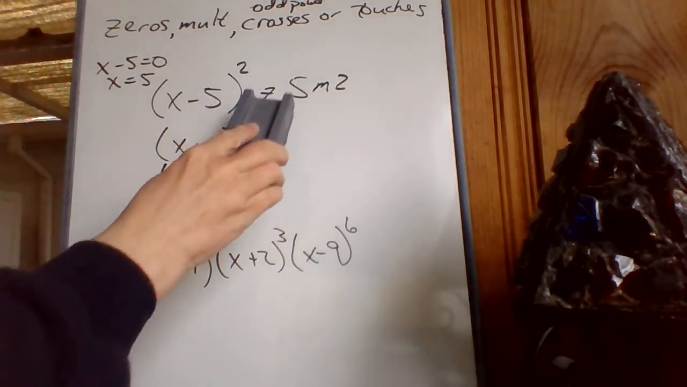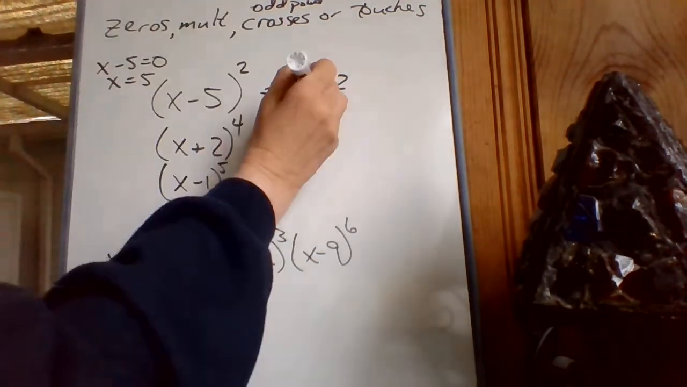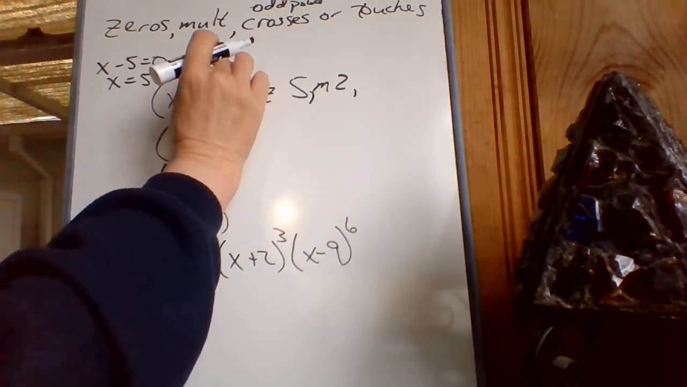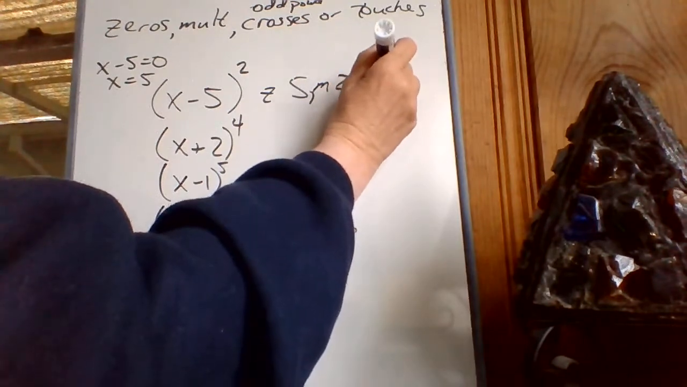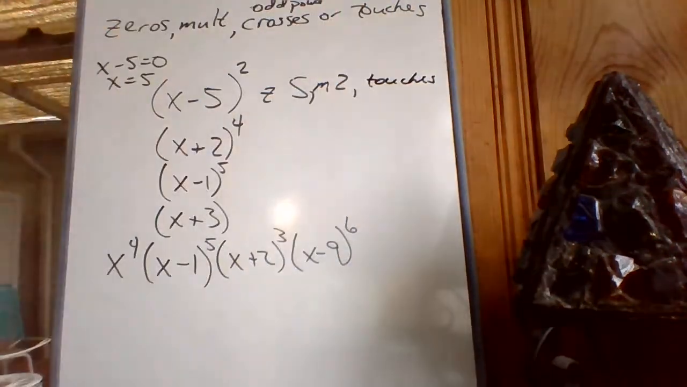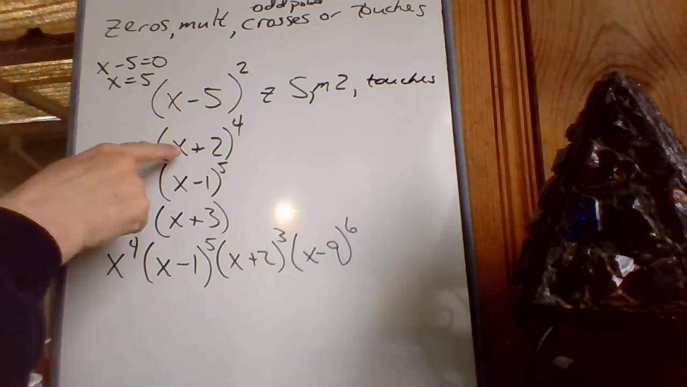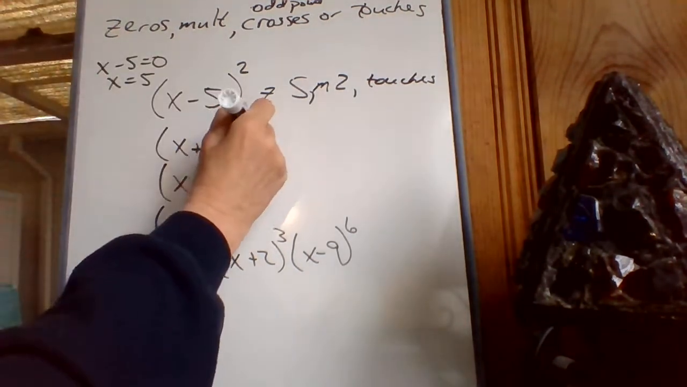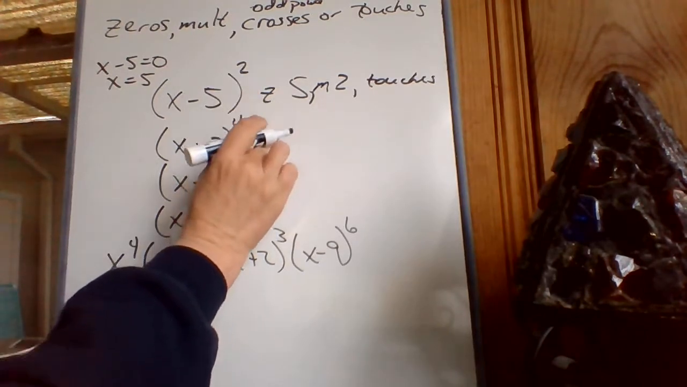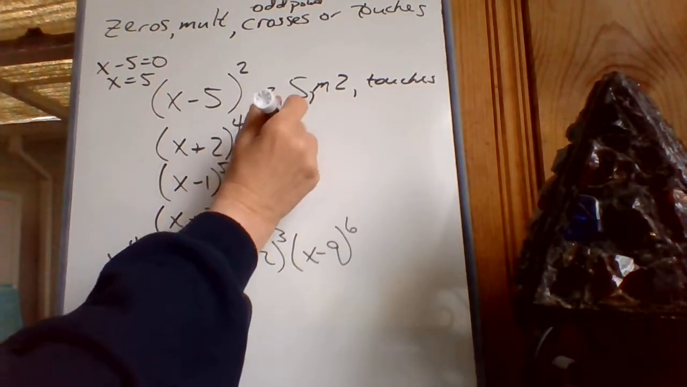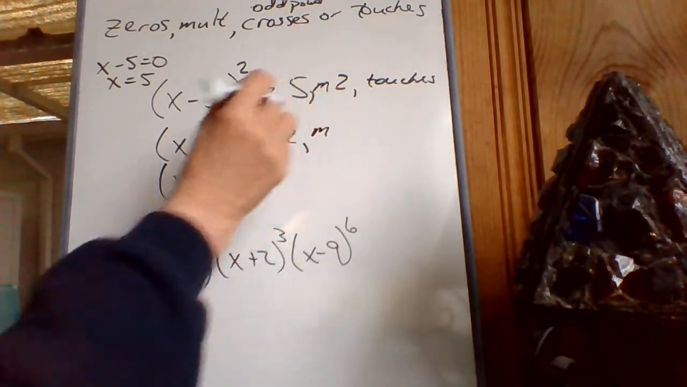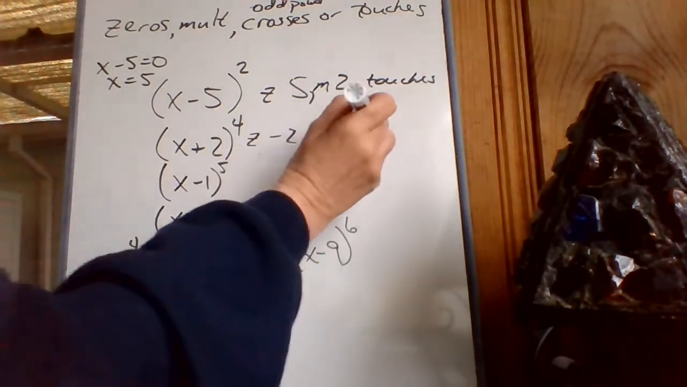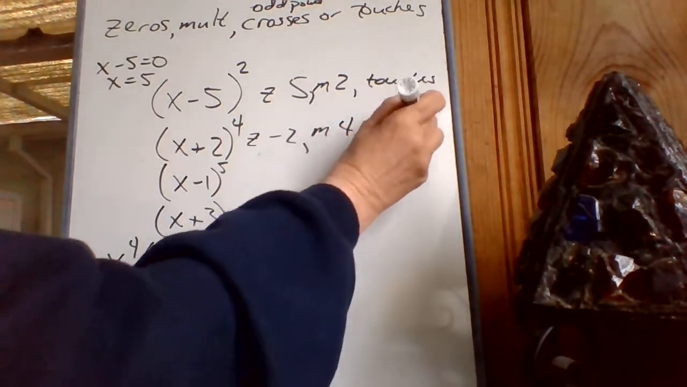Okay, so the zero is at x equals 5. Let me put the comma in there. The multiplicity is 2. And this is an even power, it's a 2, so it touches. All right, here the zero is negative 2. x plus 2 equals 0, x equals negative 2. No equal sign, the zero is negative 2. The multiplicity is, look at the power, it's 4. It's an even multiplicity again, so it touches.